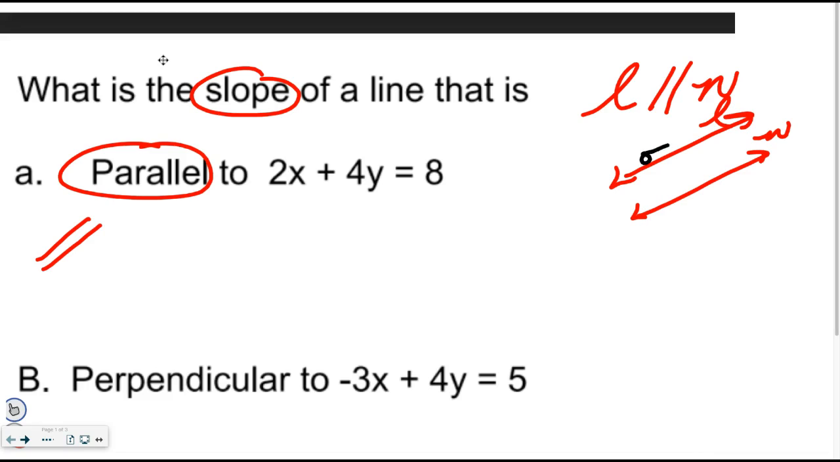Like if you were to drive up this one on your car, isn't that pretty, guys? Aren't I a good driver? And that one on your car, right? They have the exact same steepness or slope. So parallel lines have the same slope.